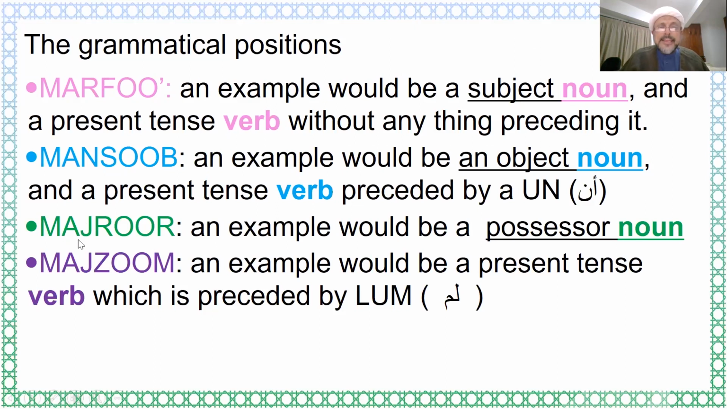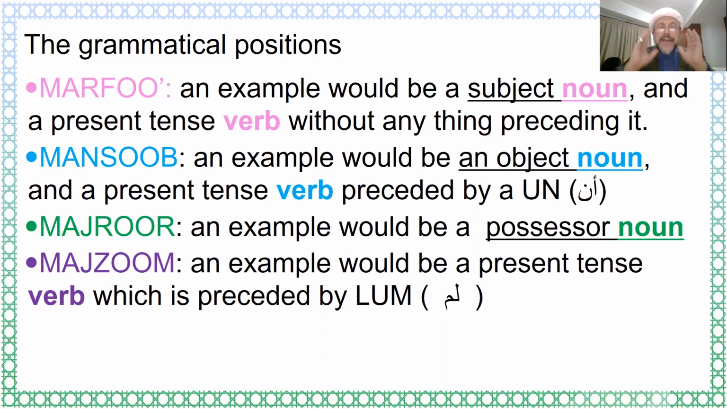And then we have green color, possessor, majroor. Remember, kitabu Muhammadin, Muhammadin. So that is majroor. An example would be a possessor noun. This I spoke about in the previous slide, and we look at the obvious sign. And this is the grammatical terminology which will haunt you until the end of the world. So just remember marfu', mansoob, majroor.